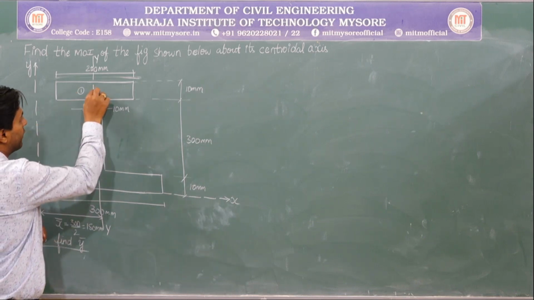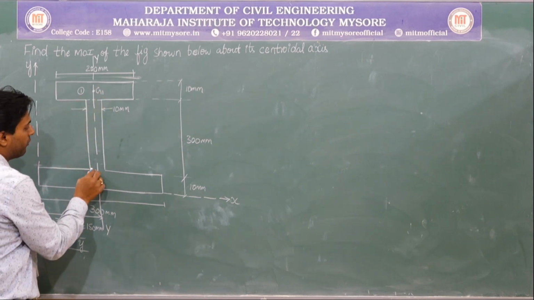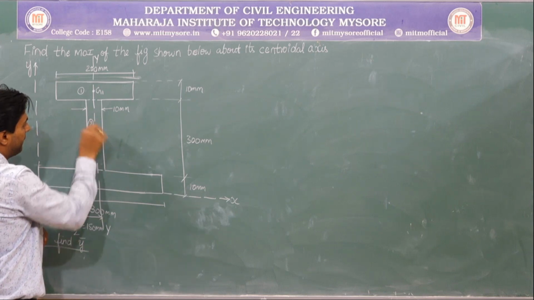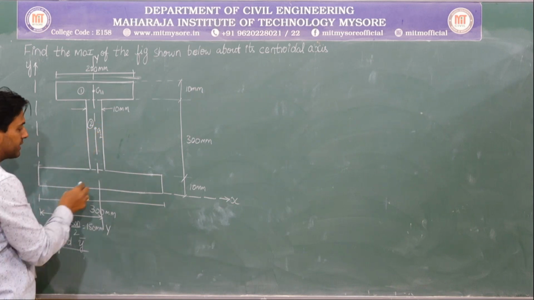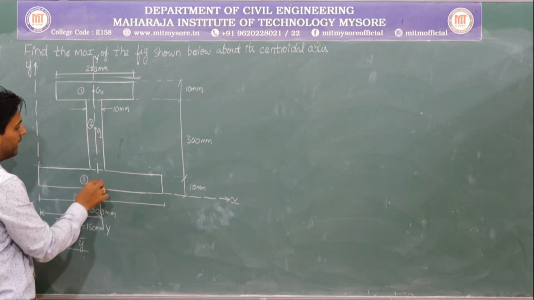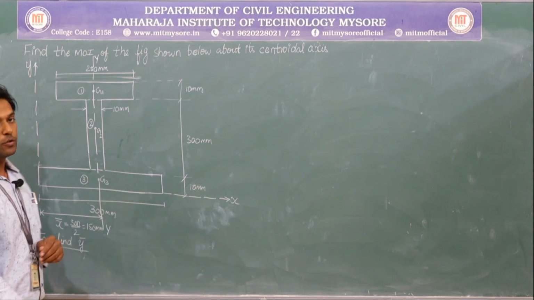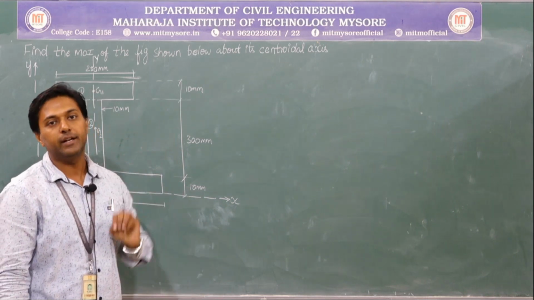Let me mark the centroid of that particular part. Let me call it G1. Let me draw one more line like this. So this has become the second part, and I will be marking the centroid as G2. This has become the third part, and I will be marking the centroid like this, and this is G3. So totally how many component areas do we have? We have totally 3 component areas.